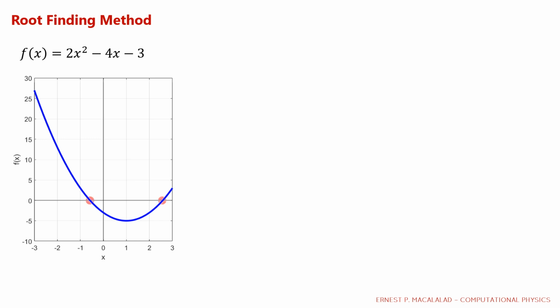These 2 points correspond to the roots of your function. So when we say roots, these are the positions of x, in this case, where your f, or your function, is equal to 0. So we call this root finding. Sometimes we call the roots the zeros of your function.